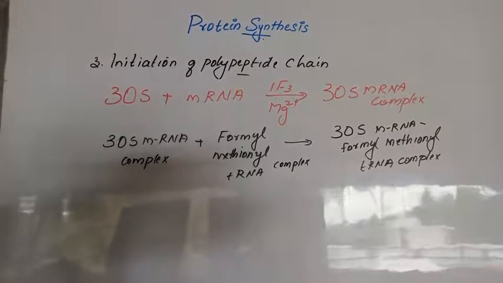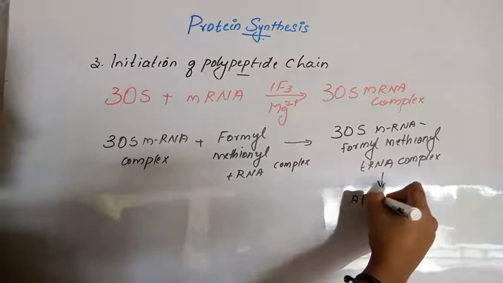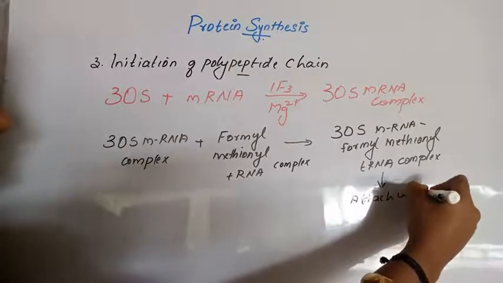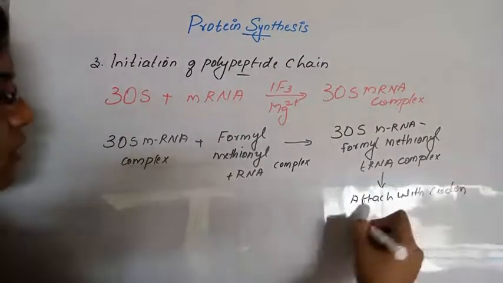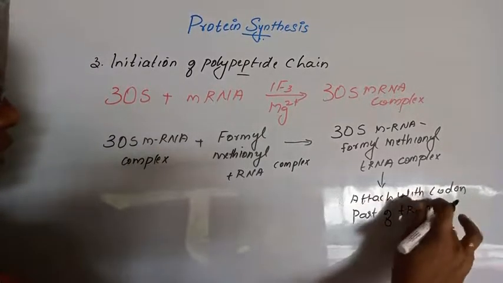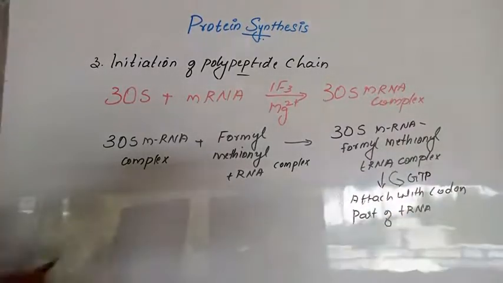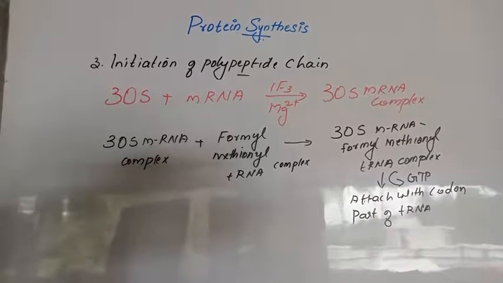Okay, this tRNA attaches with the codon part of mRNA. One GTP molecule is required for this attachment. This tRNA attaches to the codon part of mRNA, and here a GTP molecule is required.